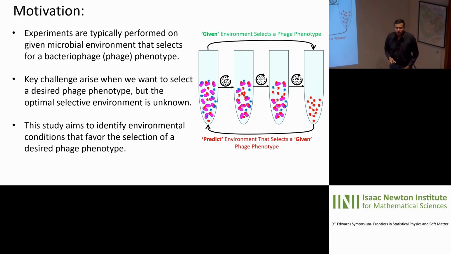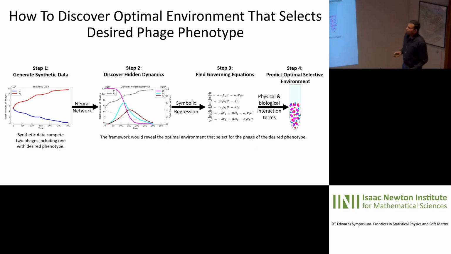So what's the motivation of my research? Usually, experiments know the microbial environment, and that microbial environment selects a phage phenotype for us. However, in this research, we want to do the reverse. That means we want to design a microbial environment in such a way that it selects a specific phage phenotype for us. So how to do this?